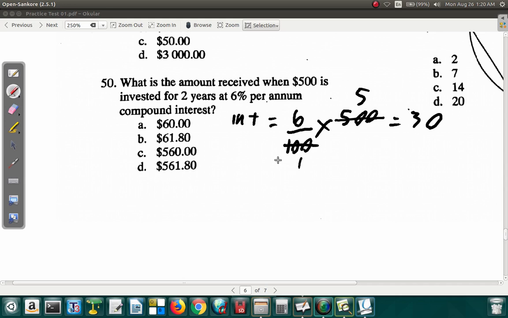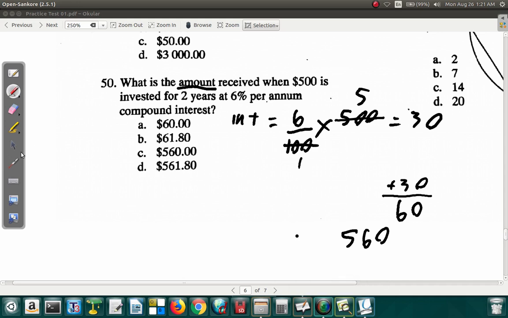First of all, if it was simple interest, you'd get another $30 in the second year. So the total interest would be $60. And the amount received, not the interest but the amount, would be 60 plus 500, which is 560. But it's not C because it's not simple interest, it's compound interest. And you know that compound interest increases faster than simple interest, so it would be a little more than 560.